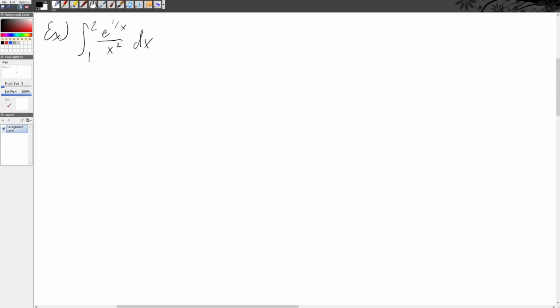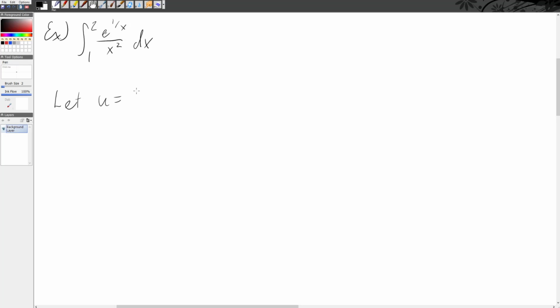Alright, in this problem, what we want to look at is the definite integral of e to the 1 over x squared from 1 to 2. So, in this case, we see that there are a lot of different components going on inside this integral. So, what we want to do is try to simplify this through u substitution.